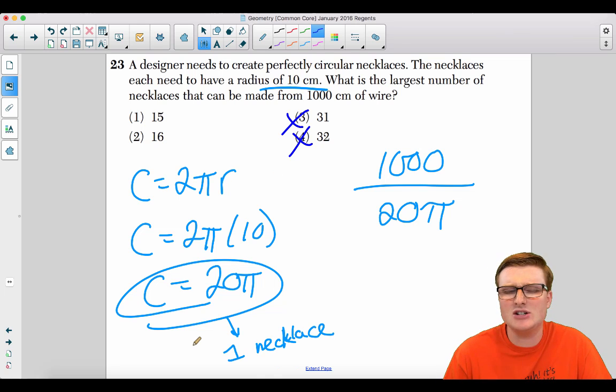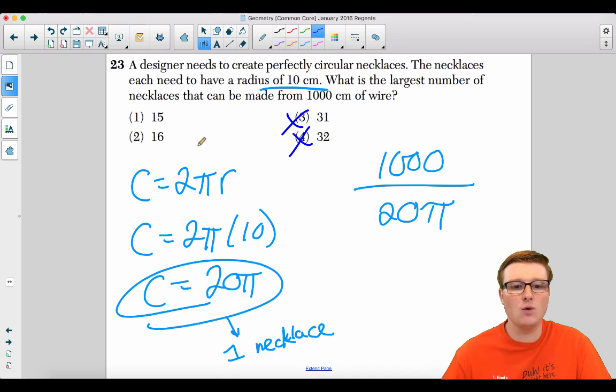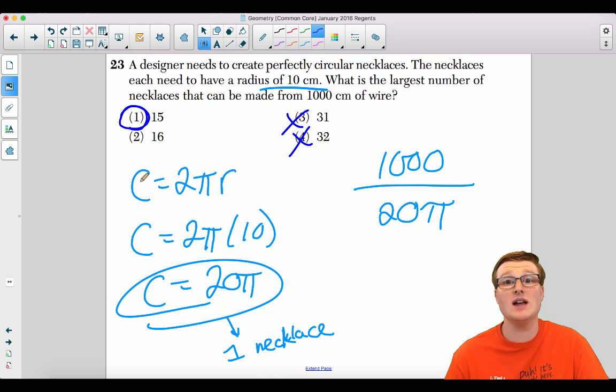Which one is it, 15 or 16? People said 16 is the answer, and that is so wrong, because 15.9 suggests that you do not have enough material to make the 16th necklace. The 16th necklace is going to be too small for the person. So therefore, you have to stop at 15. That's what made this question hard. So the answer for this one is going to be choice 1. Do not round up.